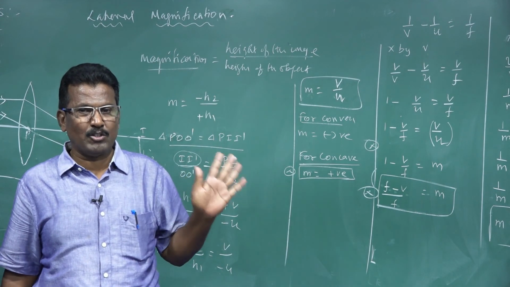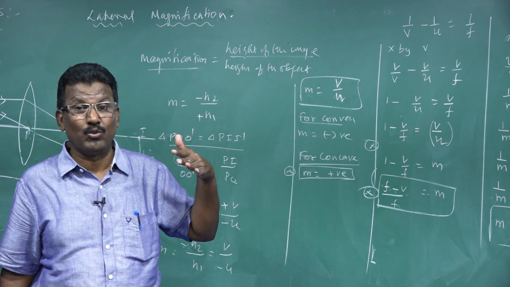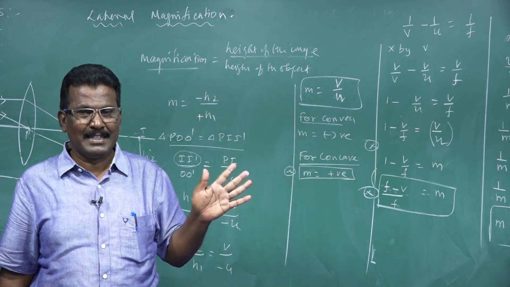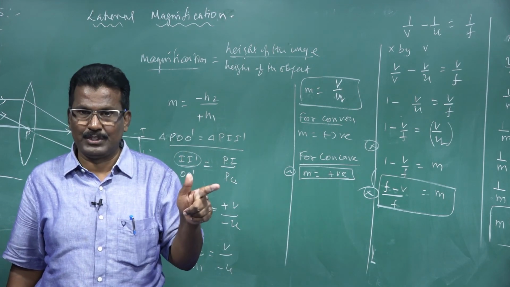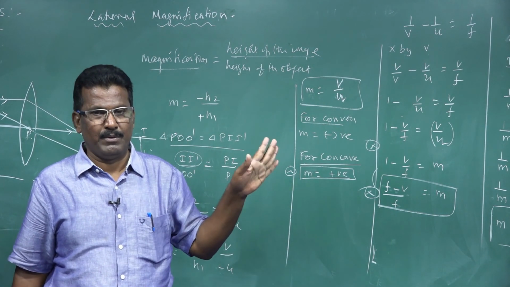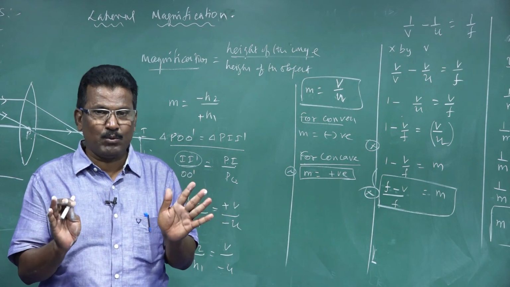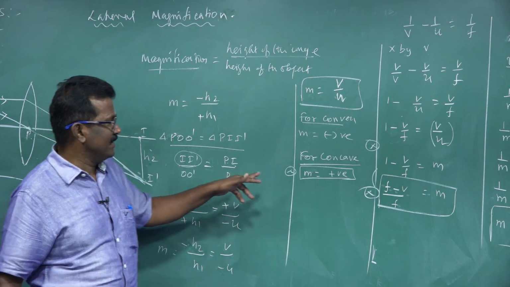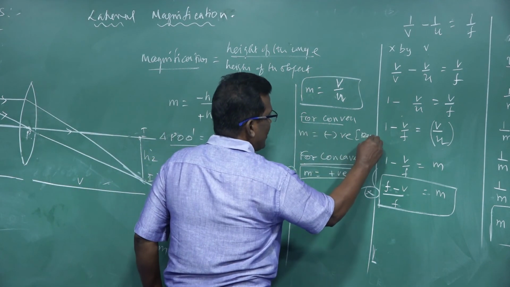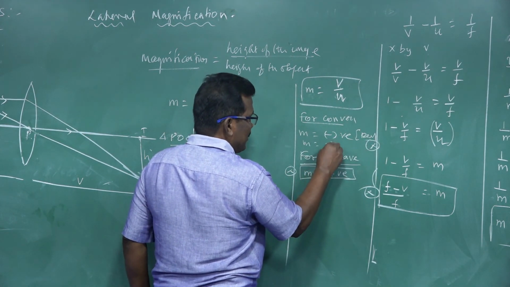So magnification could be calculated by using the formula of height of the image to height of the object, where the sign convention should be followed. If it is a convex lens, M is negative for a real image. For the same convex lens, if it is a virtual image, it is positive. Wherever the virtual image comes, the magnification is always positive. That's why the magnification for the concave lens is always positive. For a convex lens, it is negative for real and positive for virtual.